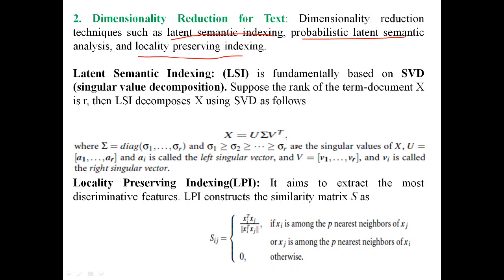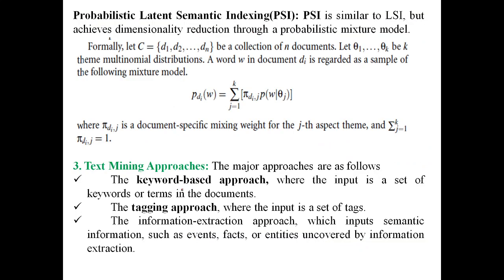Then coming to the locality preserving index, we are going to extract the similar matrices that are existing in the locality preserving, that is based upon the distance between the particular two neighbors. We are going to represent the similar frequent words, and we are going to preserve those values.